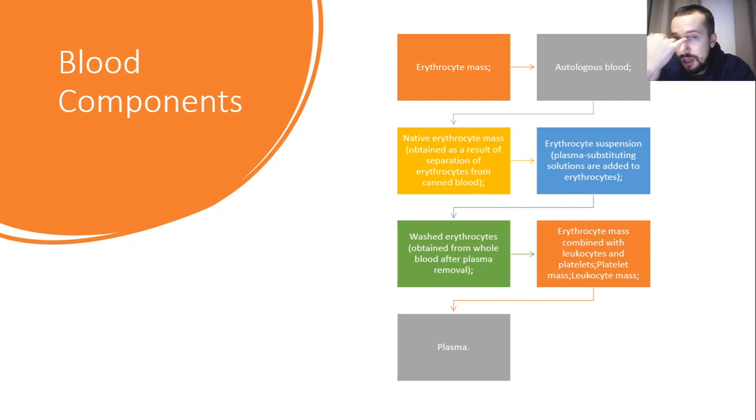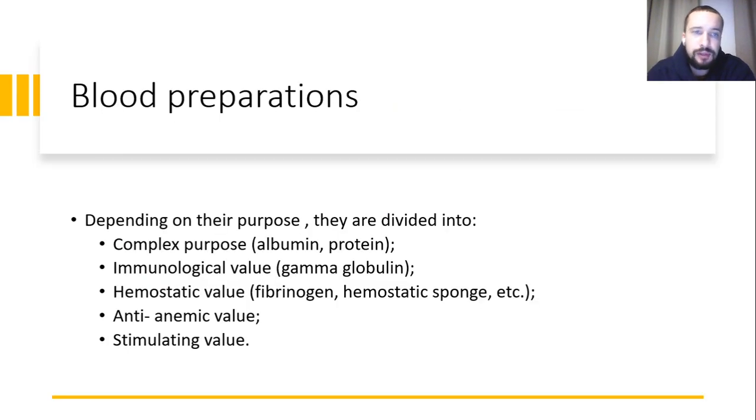Blood components. We have erythrocyte mass, autologous blood, native erythrocyte mass, obtained as a result of separation of erythrocytes from whole blood. Erythrocyte suspension, where plasma substitution solution is added to erythrocytes. Washed erythrocytes obtained from whole blood after plasma removal. Erythrocyte mass combined with leukocytes and platelets, platelet mass, leukocyte mass, and plasma.